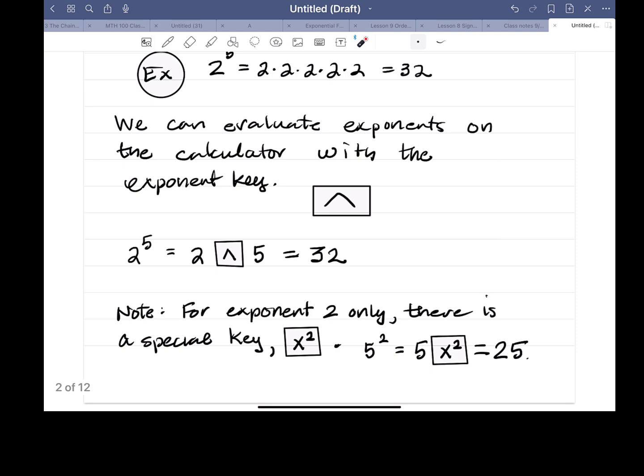Now note, for the exponent of 2 only, there's a special key, the x squared key. So if I want to do 5 squared, I can do 5 caret key 2, or I can do 5 and hit the x squared button, and it'll give me 25.